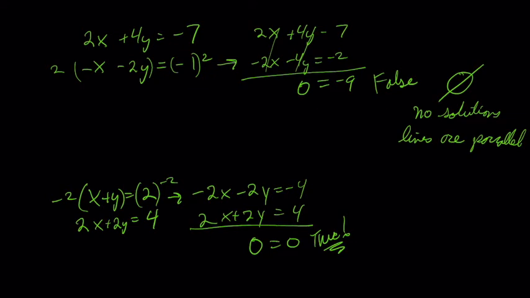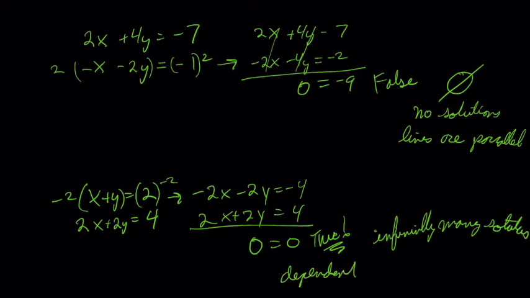They're dependent on each other, okay? So this means that there are infinitely many solutions. The lines are dependent upon each other. And I want to write this solution as the points x, y, such that they are on the line x plus y equals 2. So that would be our solution.